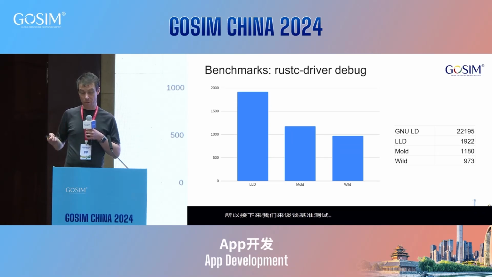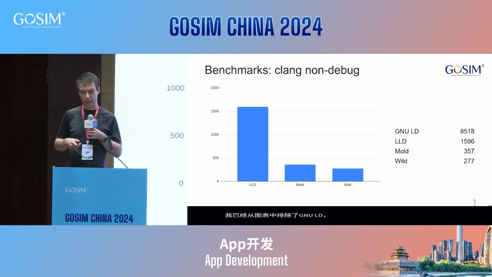If we link with debug info, then all the linkers get a little bit slower, and we're now a bit closer to mold. We still have a slight lead, but not much. If we try linking the C compiler, Clang, without debug info, then it's a similar sort of story, although both mold and wild have a reasonably sizable lead over LLD. I'm not quite sure why LLD is a bit slower there.